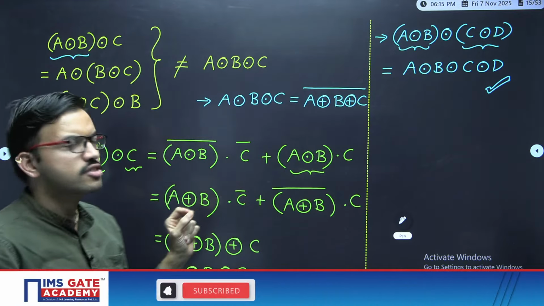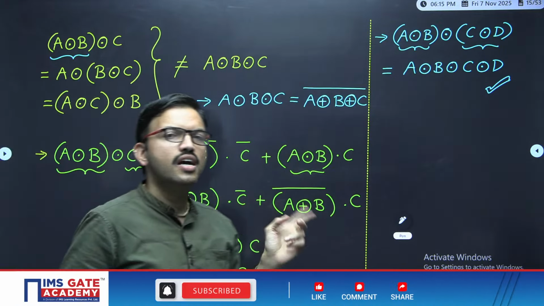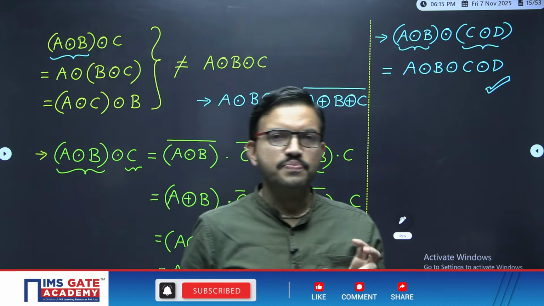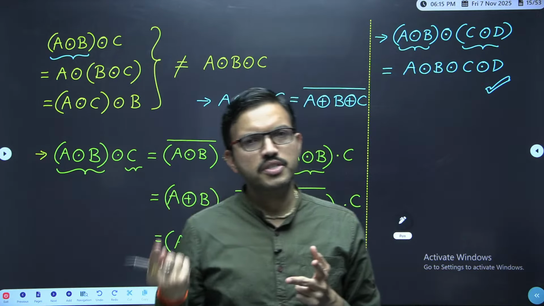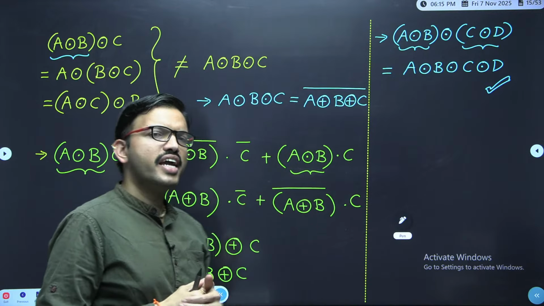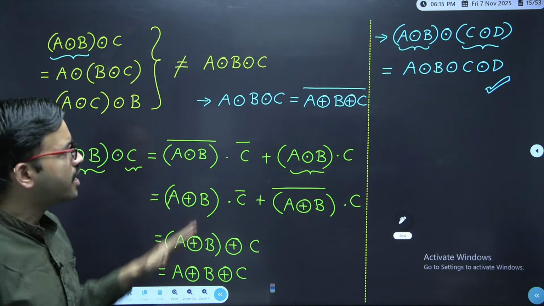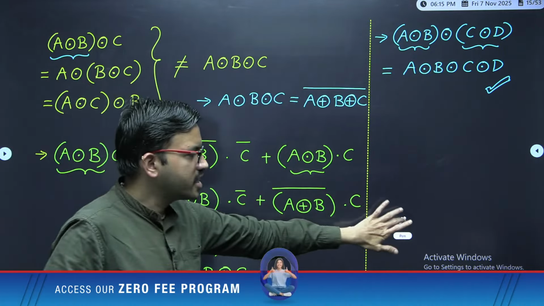Otherwise, whatever the conclusion points we have discussed, like even number of ones or odd number of ones, with respect to which case you are getting output 1, accordingly you can write the respective min terms. That is another logic. Those concepts we already covered in the last class.